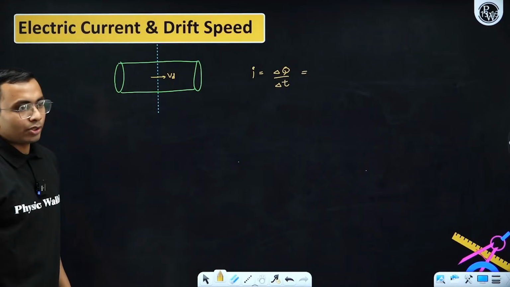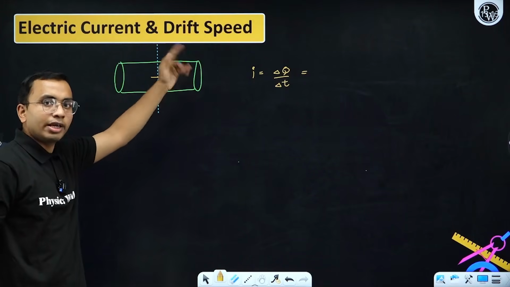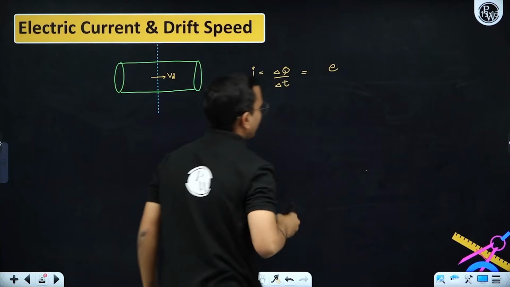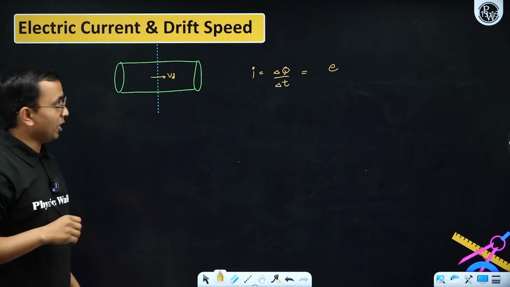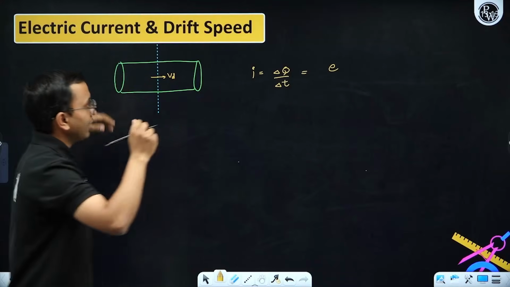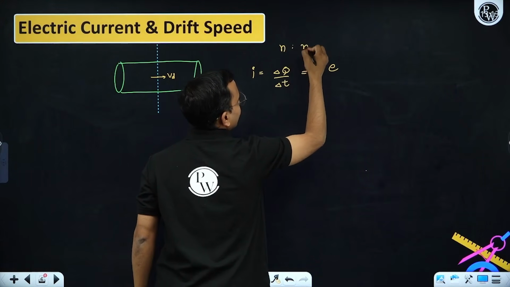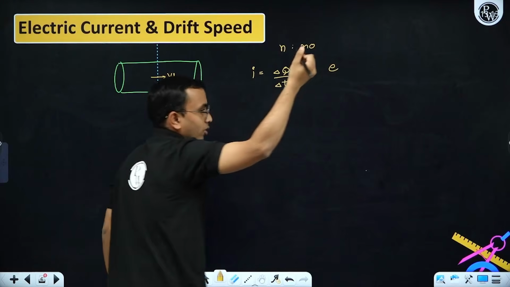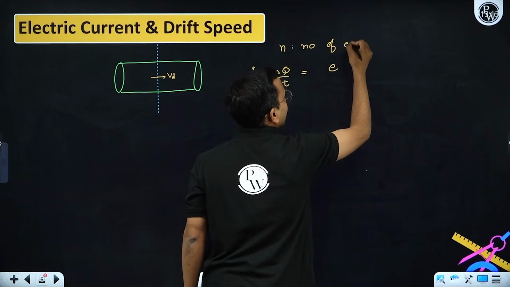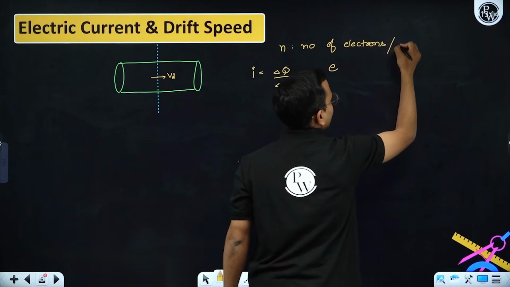So what is delta q? It is the number of electrons that passed into the charge of the electron. Number of electrons will be, I'll define n, the number of electrons per unit volume. This is the number density of the electrons.